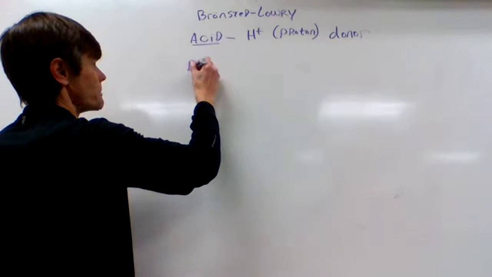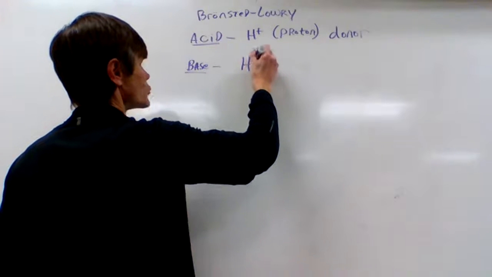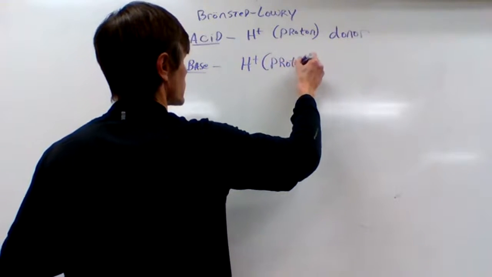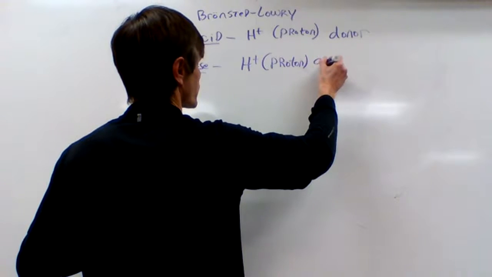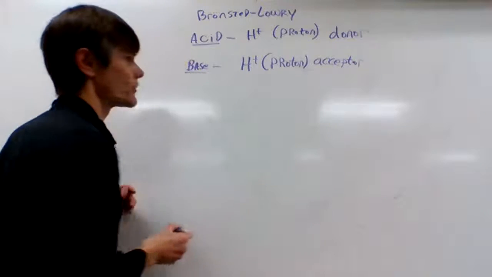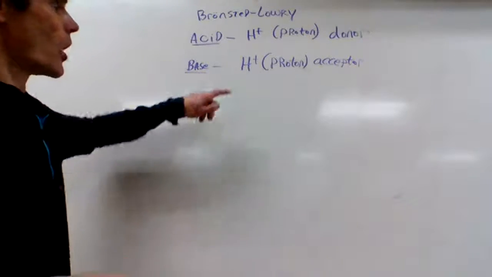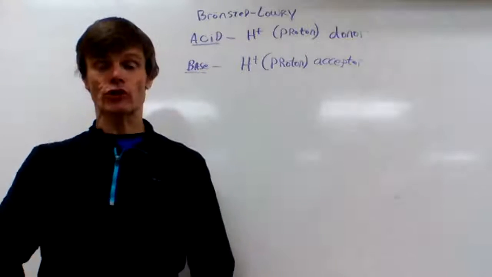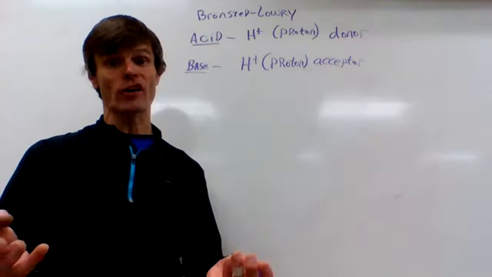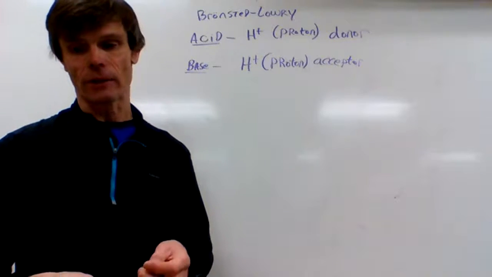Bronsted-Lowry defines a base as a hydrogen ion or a proton acceptor. So this is somewhat of a broader definition because all it deals with is the acceptance or donation of the hydrogen ion. It doesn't require hydroxide ion, such as we showed in our Arrhenius definition.